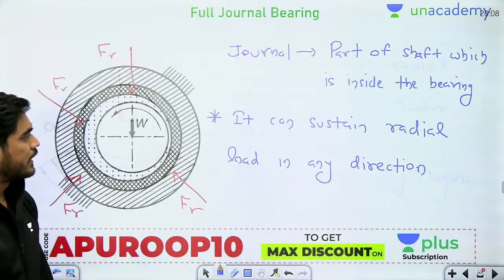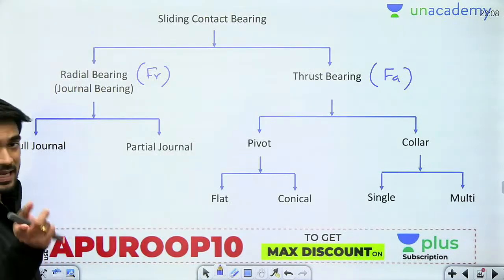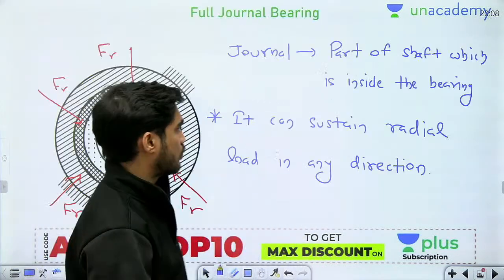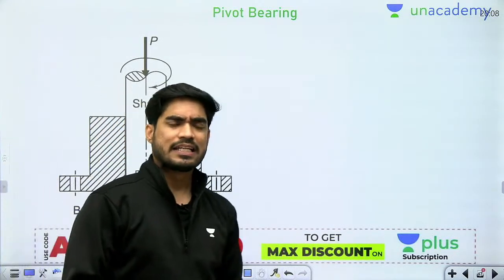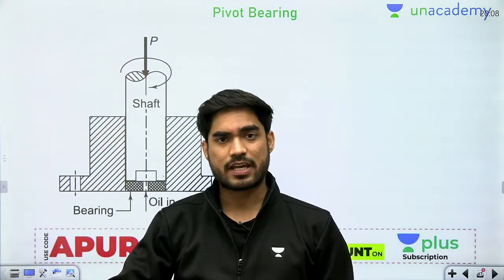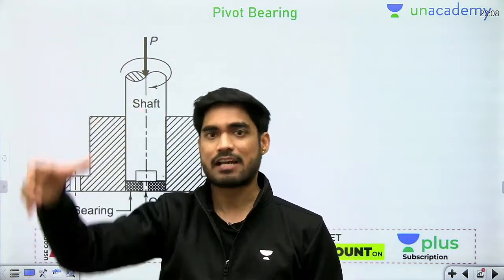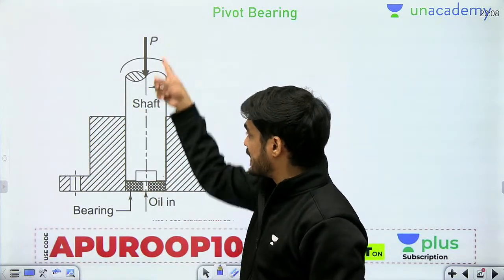Okay, so is it clear? Full journal and partial journal, these both are radial bearings. Now we will see thrust bearing, where the load is in axial direction. Now beta, understand, usually thrust load acts in case of vertical shafts. Usually shafts are horizontal, but in some applications shafts are vertical. So in those applications, the load is in axial direction.